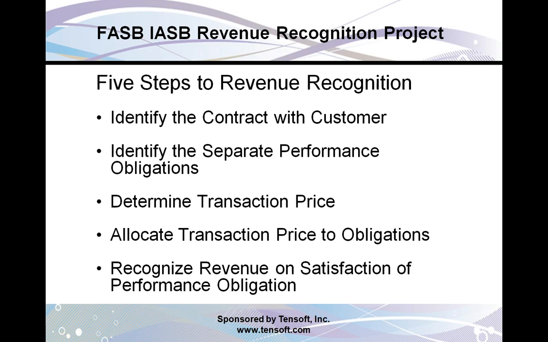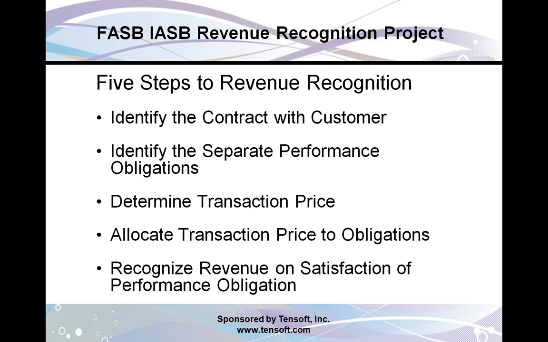We'll talk about what the 5 are, and then before we go into them, we'll have our second polling question. So the first step is to identify the contract with the customer. This is similar to our evidence of arrangement current requirement. Then there's a step to identify each performance obligation that is in that contract.